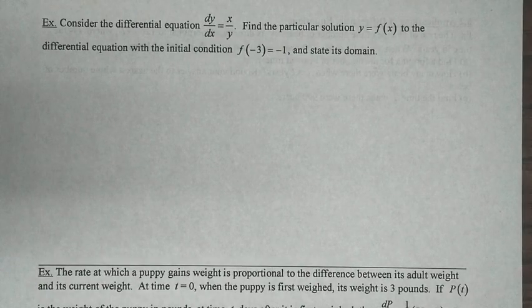Isn't that nice? So for this problem, we need to consider the differential equation dy over dx is equal to x over y. We need to find the particular solution y equals f of x to the differential equation with the initial condition f of -3 is equal to -1. And we need to state the domain. So here you need to be very careful stating your domain.